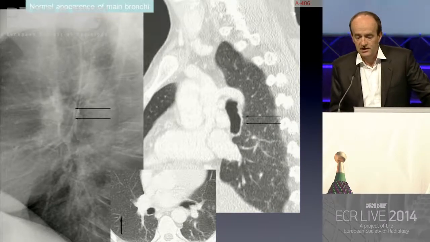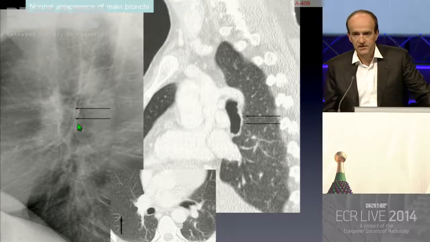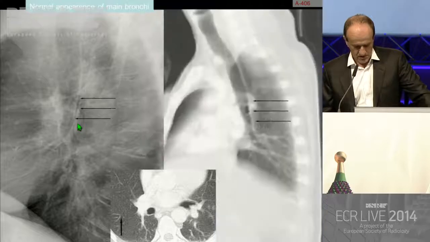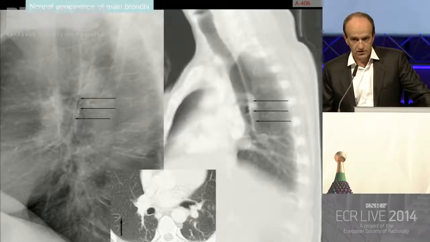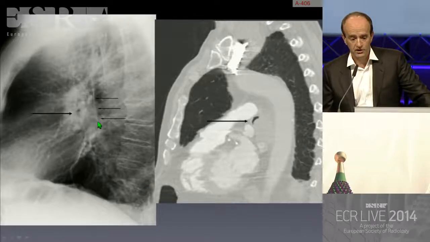Okay, let's go to details. This is another patient, and this line I described previously, the posterior wall of the right intermediate bronchus, here in its sagittal plane. This line can be seen in more than 70% of patients. Here another correlation in a normal patient. In our patient, we do have this line. So the right bronchial tree should be normal, and the lesion is located in the left main stem bronchus.